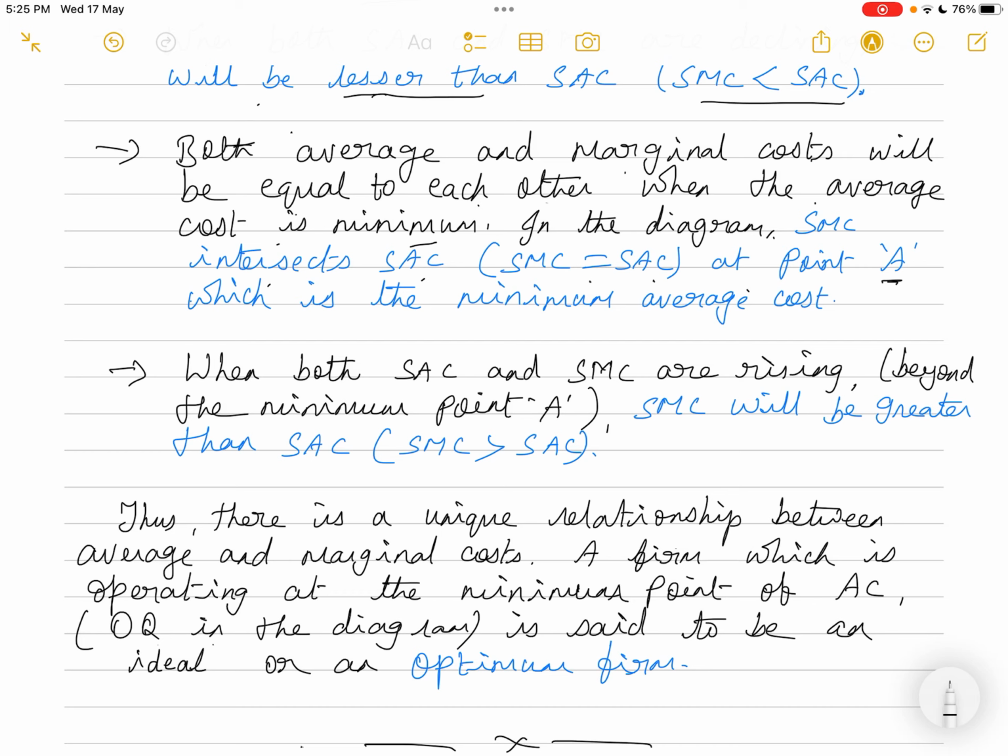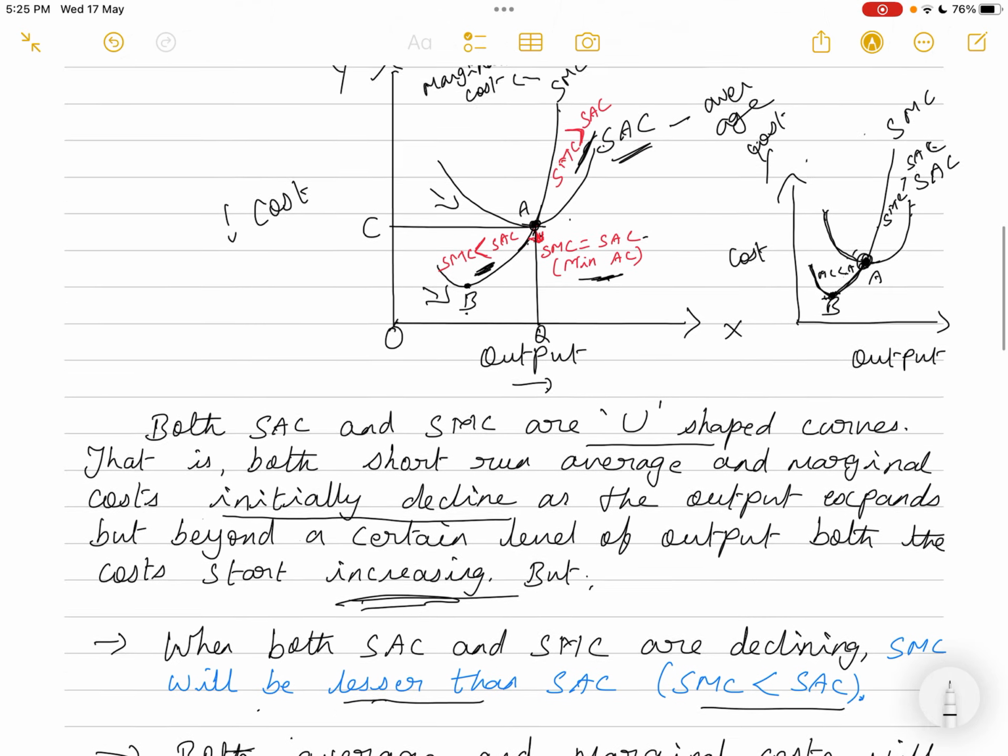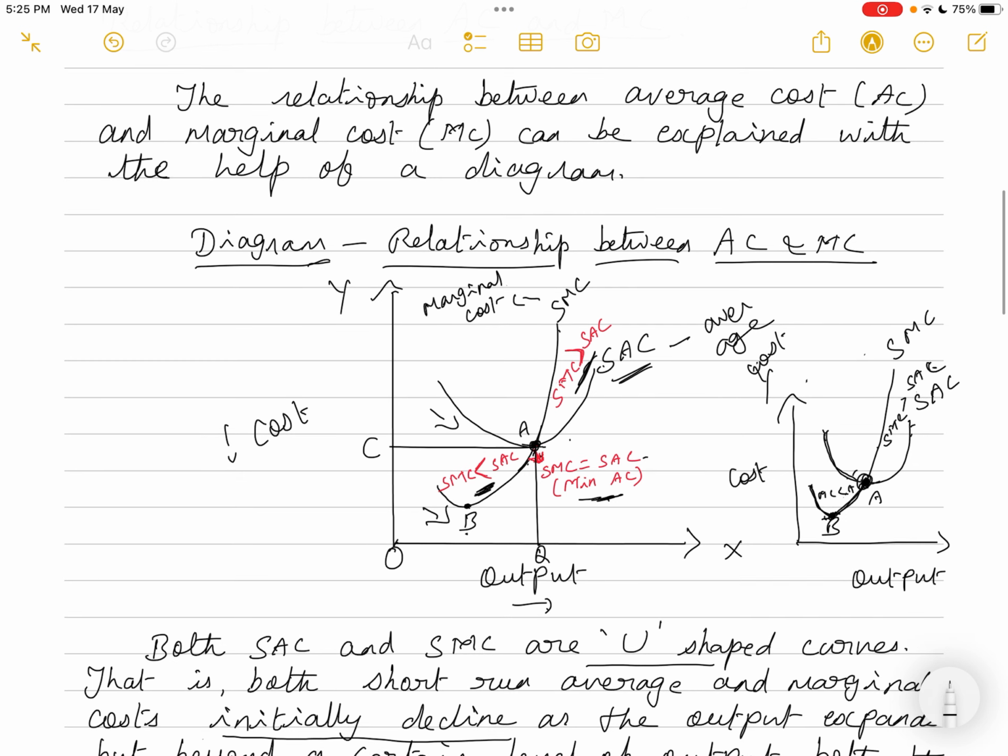So the third one: when both SAC and SMC are rising, that is beyond the minimum point A, beyond the minimum average cost, SMC will be greater than SAC. Thus there is a unique relationship between average and marginal cost. A firm which is operating at the minimum point of AC, and it's very, very important, that is OQ in the diagram, is said to be an ideal or an optimum firm. As far as the diagram is concerned, this is the OQ amount of output, at the minimum point of average cost.